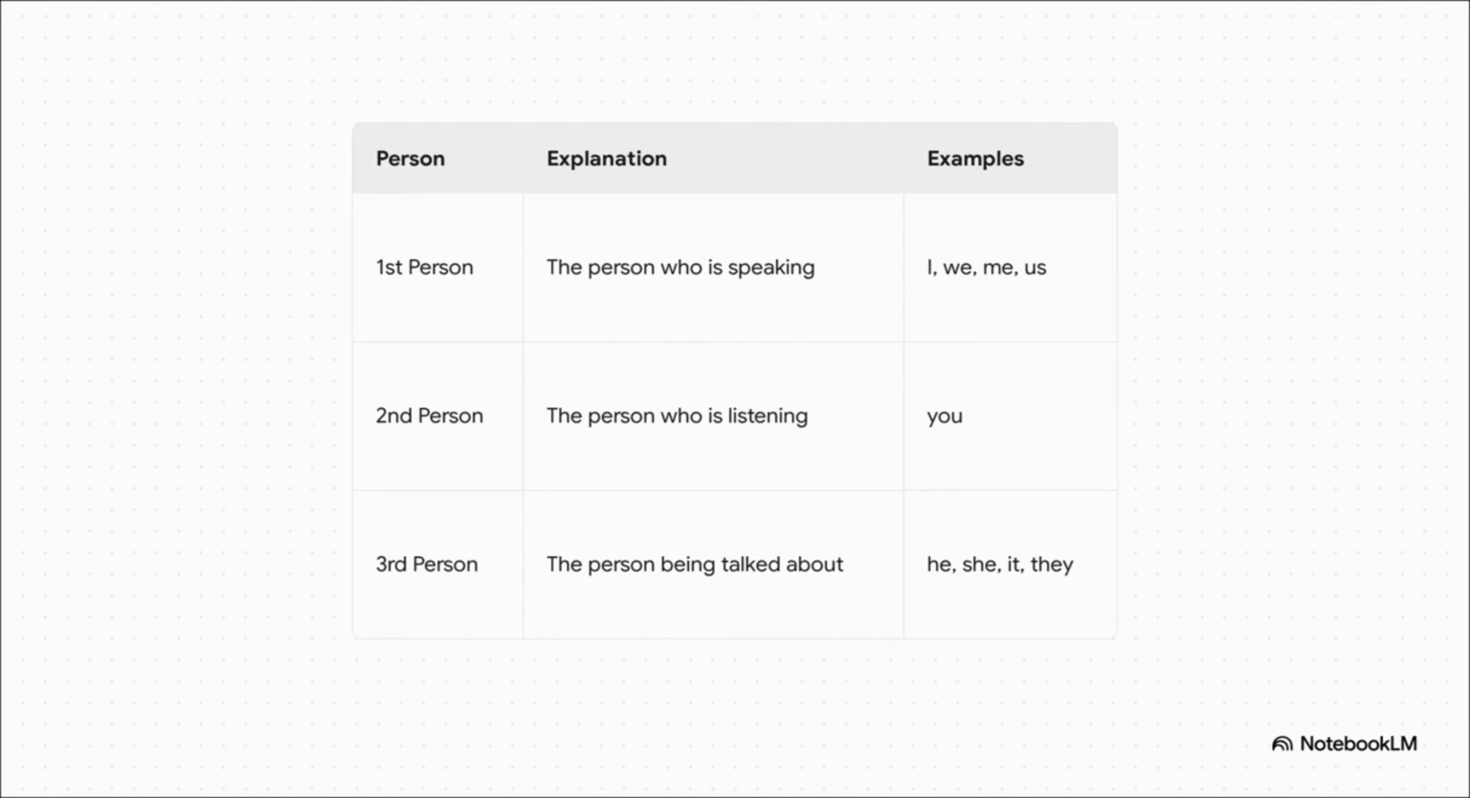Now, pronouns also change based on your point of view, which we call person. First person, that's the speaker. I am talking. We are learning. Second person is who I'm talking to, you. And third person is everybody and everything else we might be talking about. He, she, they. Getting this straight is key.